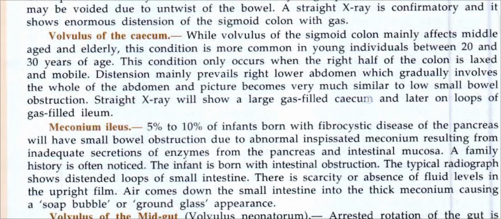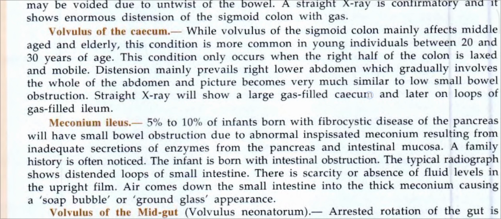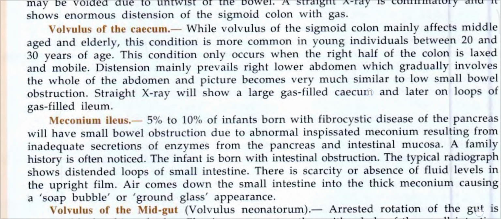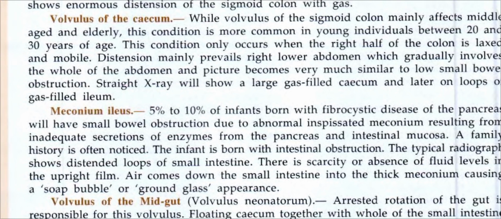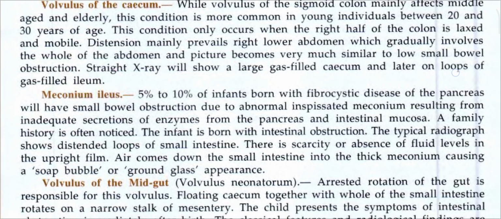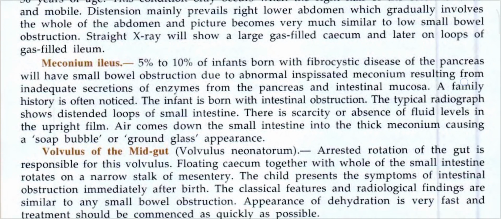Volvulus of the cecum. While volvulus of the sigmoid colon may affect the middle-aged and elderly, this condition is more common in young individuals between 20 and 30 years of age. This condition only occurs when the right half of the colon is lax and mobile. Distension mainly prevails in the right lower abdomen, which gradually involves the whole of the abdomen. The picture becomes very much similar to low small bowel obstruction. A straight X-ray will show a large gas-filled cecum and later on loops of gas-filled ileum.